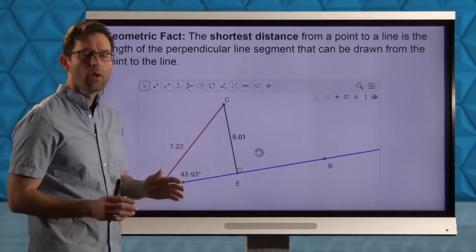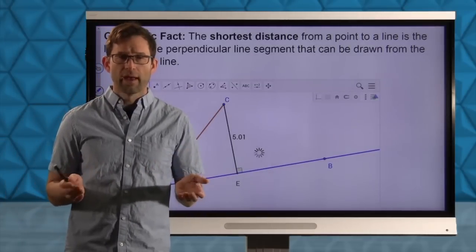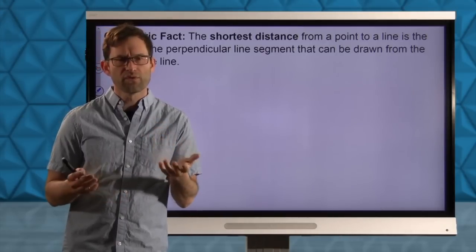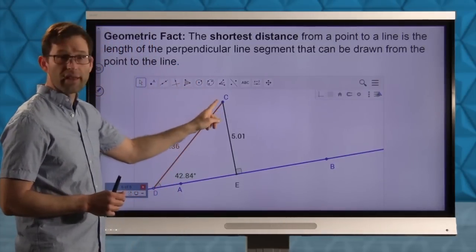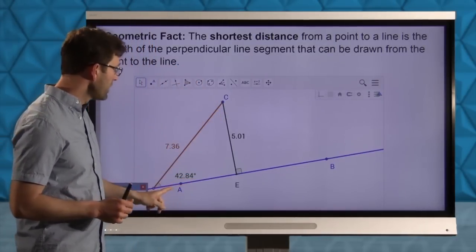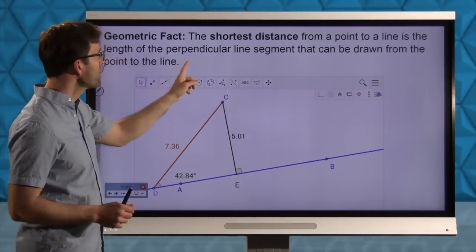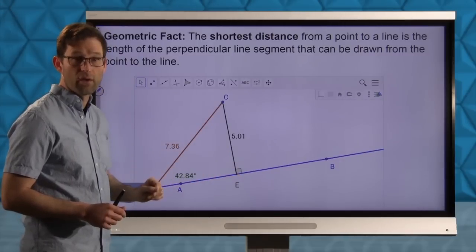Now, one of the facts of geometry, and this is probably something that will make a lot of sense to you, like you kind of feel this, and we've talked about it before, is that the shortest distance from any point, like C, to any line, like line AB, is the length of the perpendicular line segment that can be drawn from the point to the line, okay?